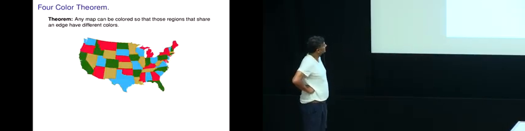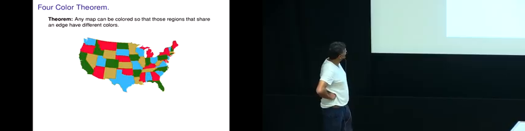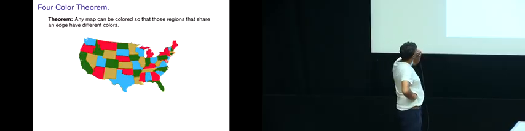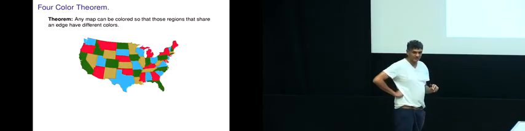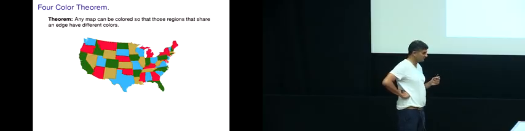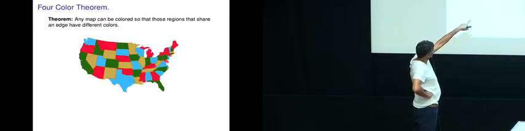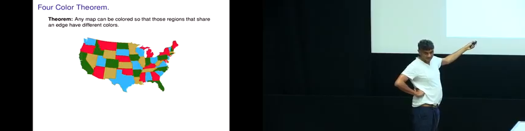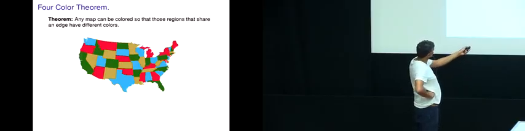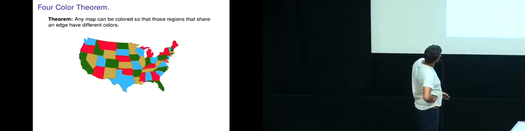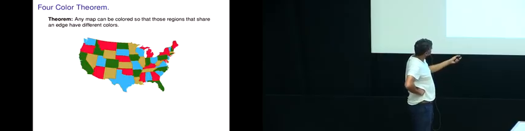Okay, so any map can be colored with 4 colors, so that regions that share an edge have different colors, right? So if they're next to each other, they have to have different colors. Now here, this one works, but you can see the 4 corners there. Those did not have to have different colors. That's for coloring. It's not required that these have different colors. Is there another corner where they have the same color diagonal? I don't see one.